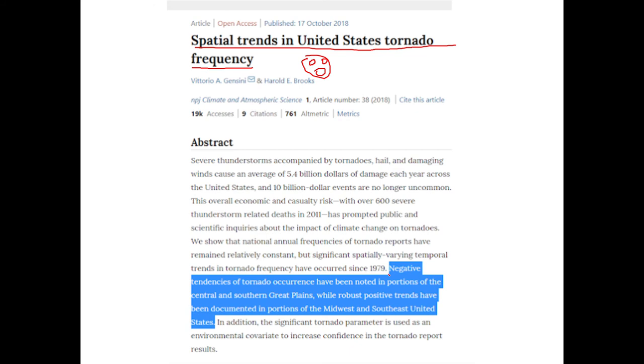And here's the meat of it. Negative tendencies of tornado occurrence have been noted in portions of the central and southern Great Plains, while robust positive trends have been documented in portions of the Midwest and Southeast United States. Basically, what that's saying is that there's less tornadoes now in Oklahoma than there was before, and now there's more towards the east. There's still more tornadoes in Oklahoma than there are here. But there's a shift happening where there's now more here than there used to be, and there's less over there than there used to be.